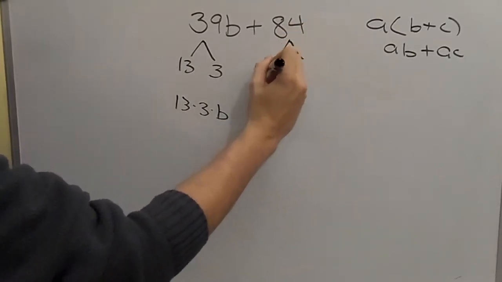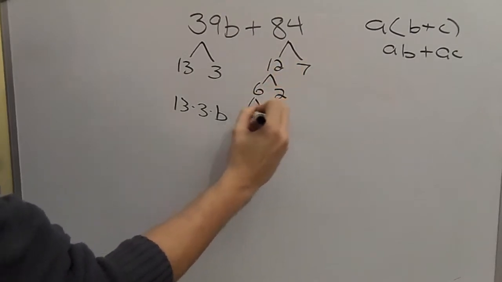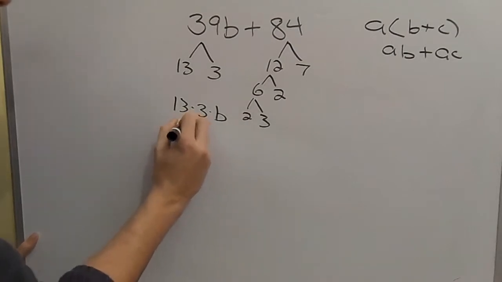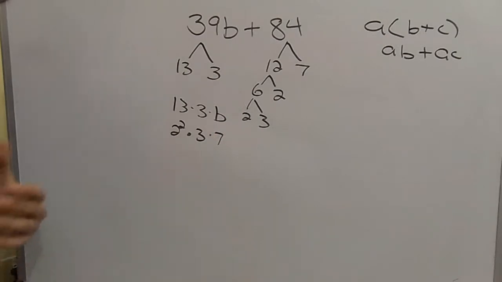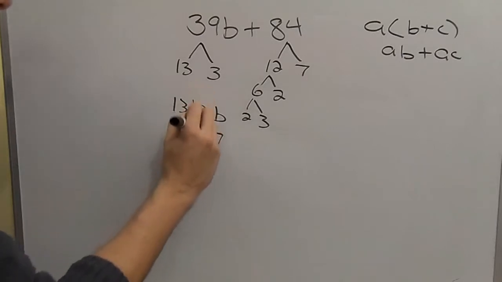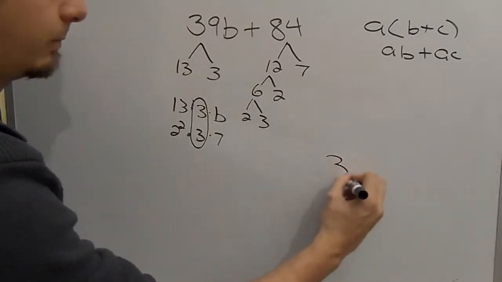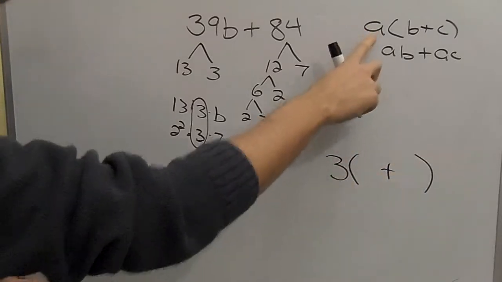84 is not huge, but a little bit bigger. We have 2 squared times 3 times 7. So you're going to find what these two numbers have in common, which in this case is that they share a 3, and that's it. So our greatest common factor of these two numbers is 3. So 3 goes on the outside. 3 replaces the a.